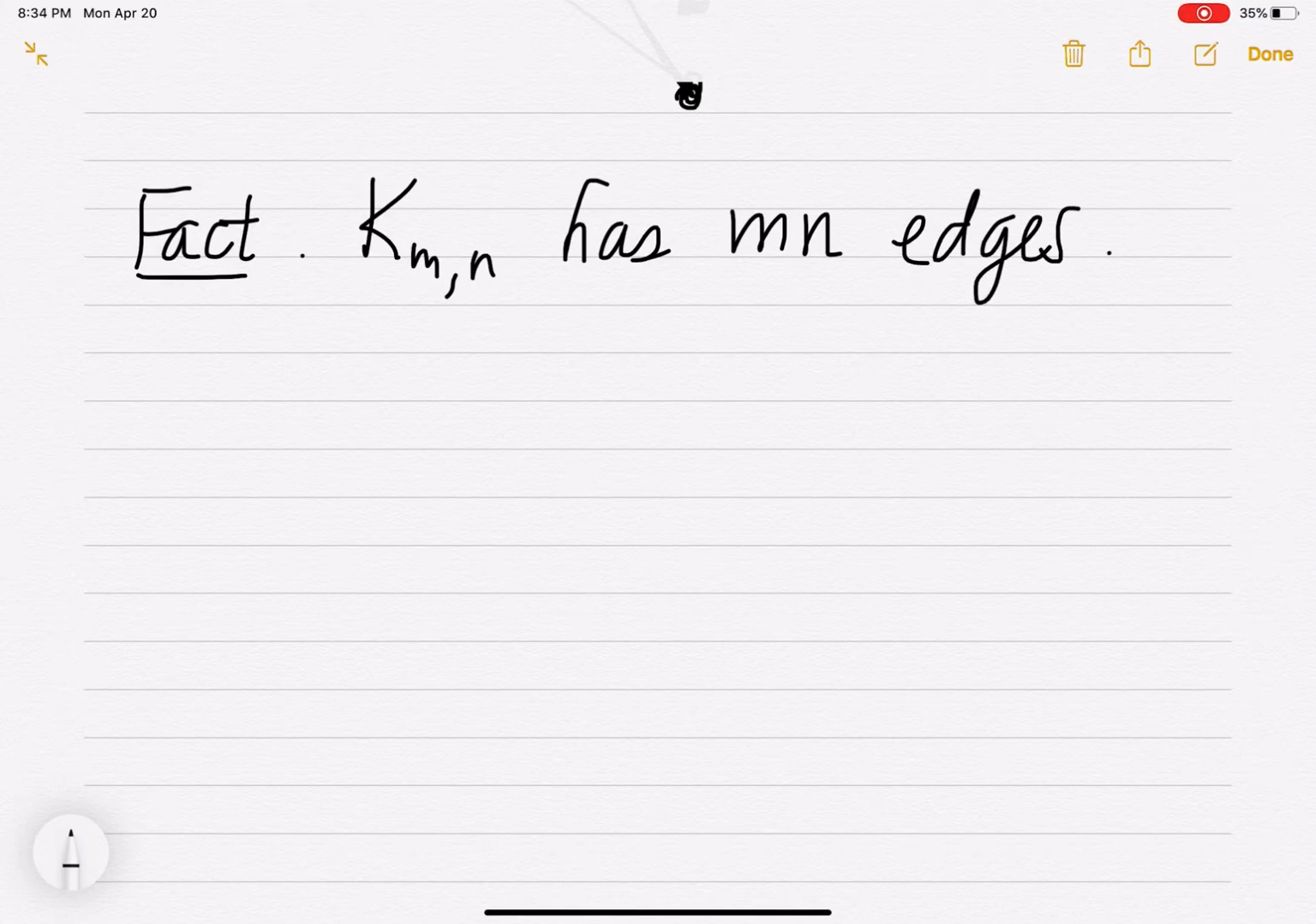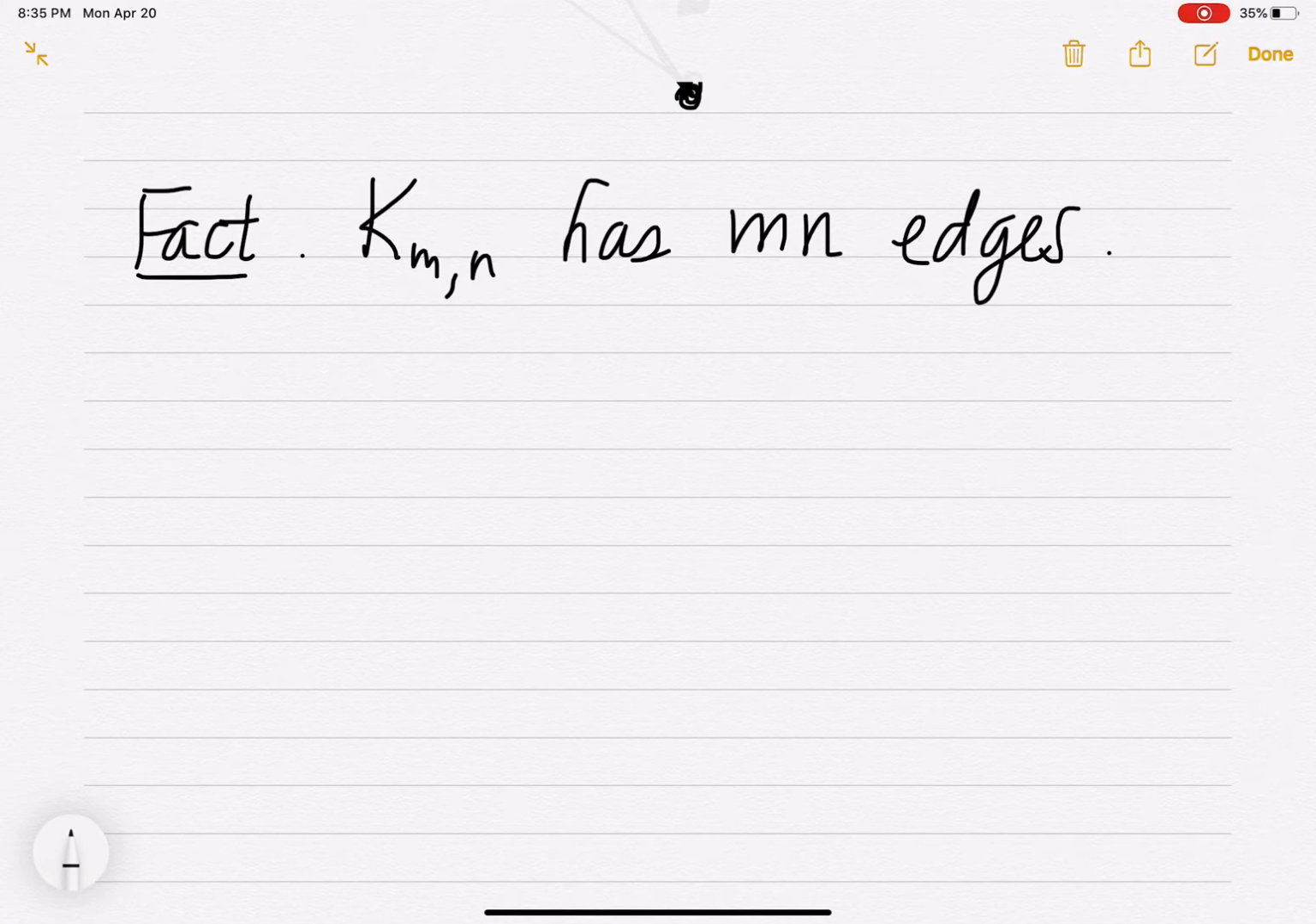Pretty easy, right? You have m vertices on the left side, and each of those m vertices is going to have n edges coming out of them because they're connecting to the other n vertices. So you just have n plus n plus n, m times, so you have m times n. I'm not going to bother proving that in detail, just mention that.